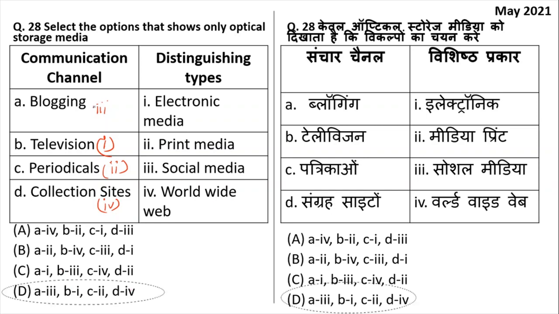One more information. This is a question from communication unit, but you see, all the units are connected as well. This question is a very good question because they have asked you communication unit as well as ICT in one single question. A beautiful question. Blogging is a kind of social media because you write blogs and people are able to read it, share it. Television is an electronic media. Periodical is print media, while collection of sites is World Wide Web. That is www.